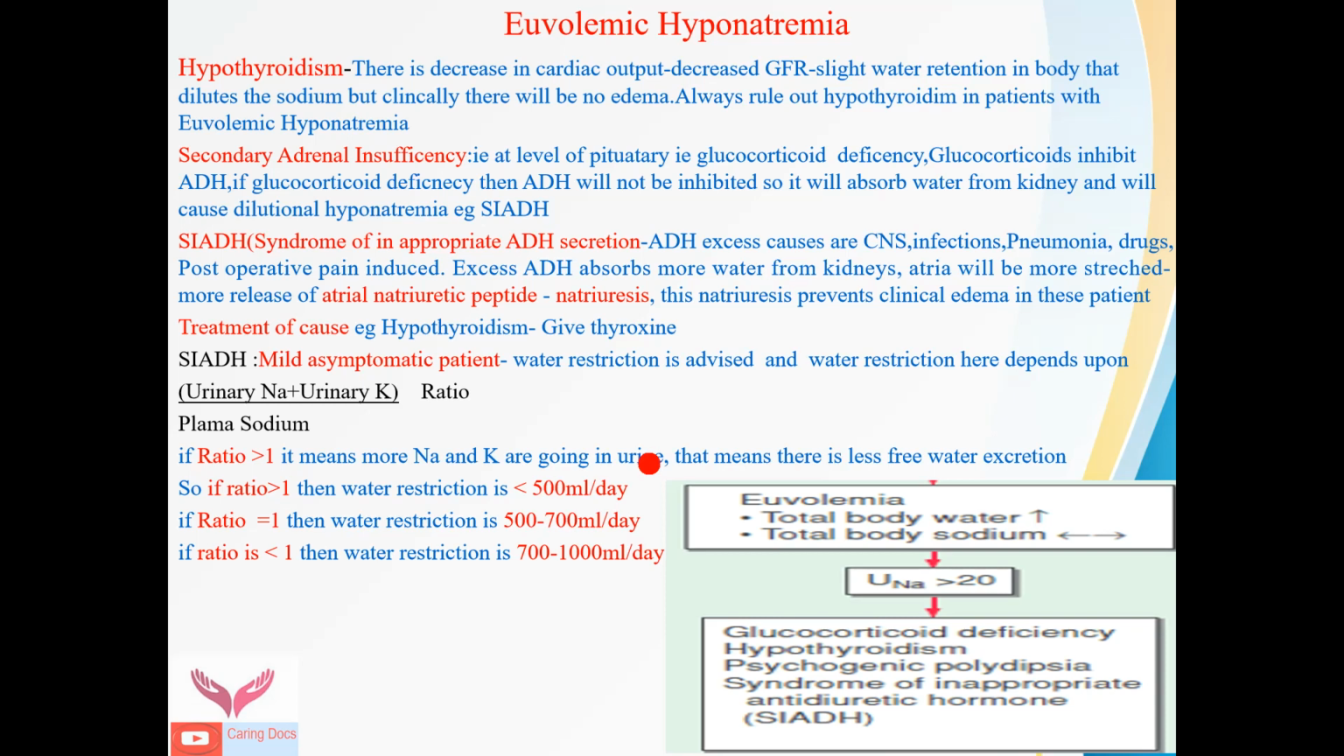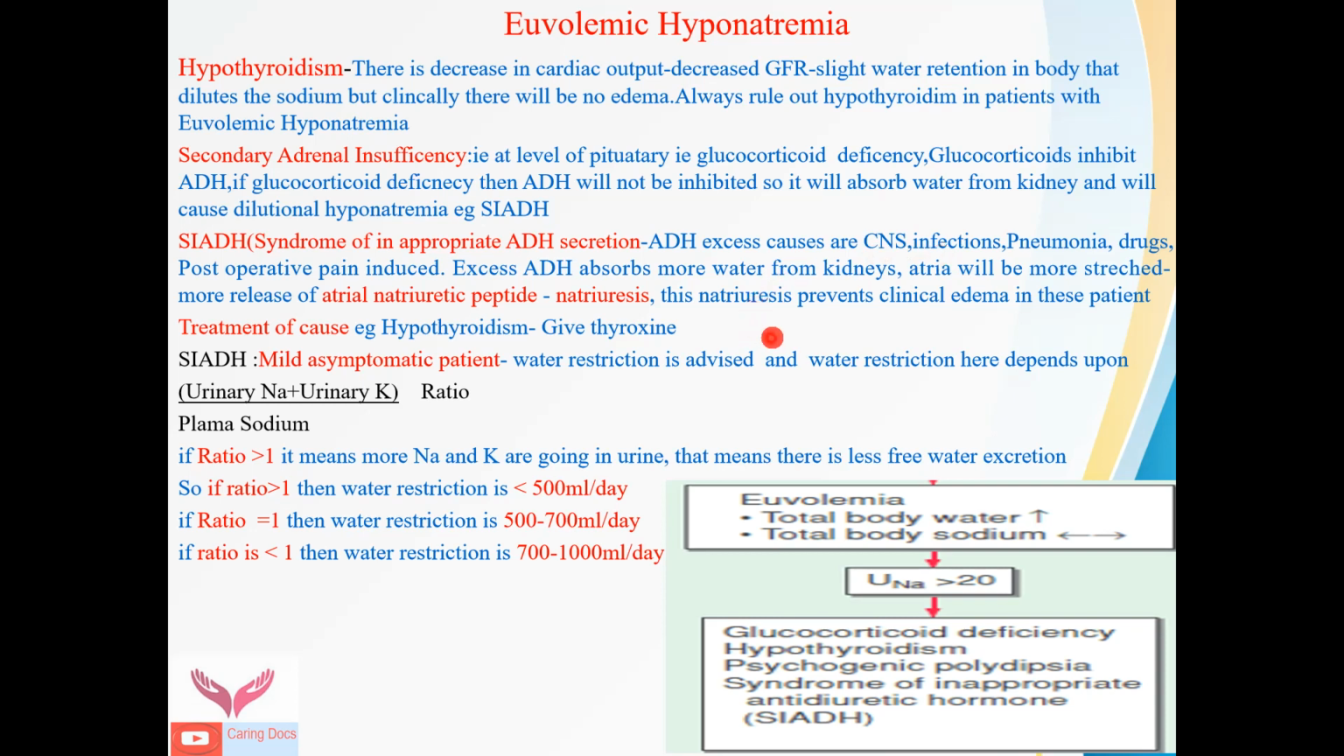Similarly, in patients with secondary adrenal insufficiency, which usually occurs at the level of the pituitary, there is glucocorticoid deficiency. As we know that glucocorticoids inhibit ADH, if the glucocorticoids are deficient, then ADH will not be inhibited, so it will absorb water from the kidney and cause dilutional hyponatremia. And similarly, in the syndrome of inappropriate ADH secretion, ADH occurs in excess, and the causes of SIADH are CNS infection, pneumonia, drugs, and post-operative pain.